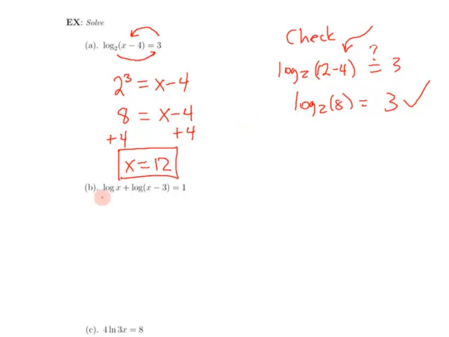Example B. We have log of x plus log of x minus 3, all has to equal 1. Now, in order to simplify this, I first combine the logarithms. So using the fact that the product rule says the sum of two logs becomes the product of their insides.